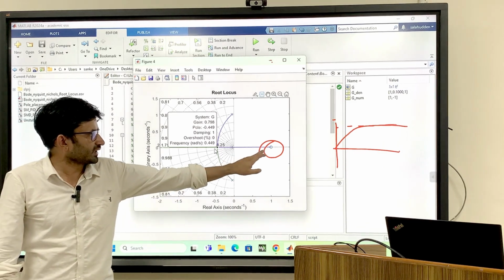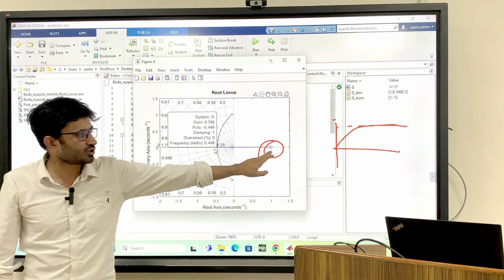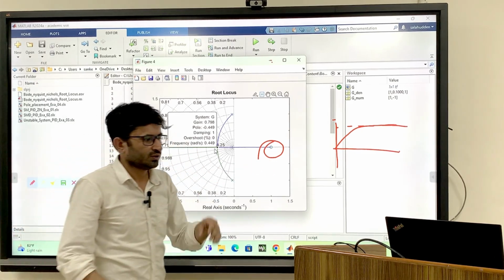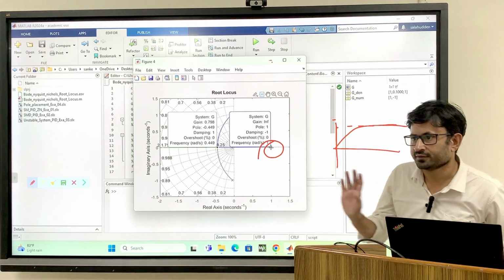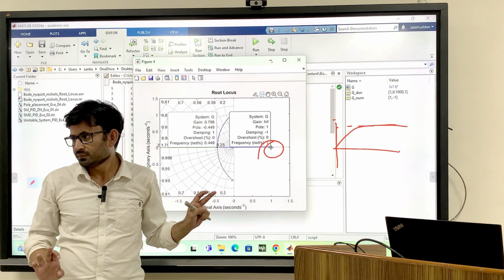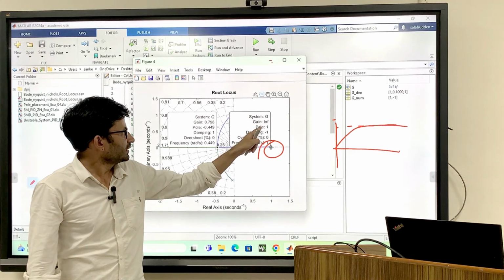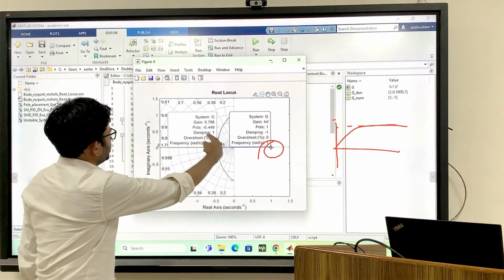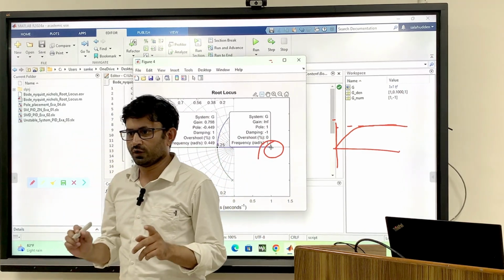So when I reach this point, what will be my gain? Can anybody tell? When I reach this point, what will be my gain? Infinity, right? So let's check. I will directly get infinity. Agree with me? INF, infinity, right? And since you move to the right half plane, it is unstable, that is why it is written damping -1.